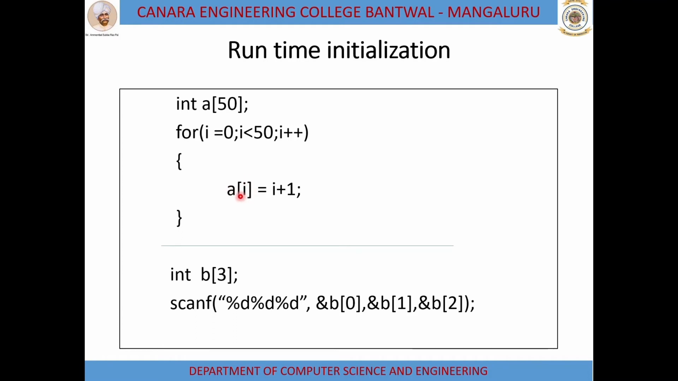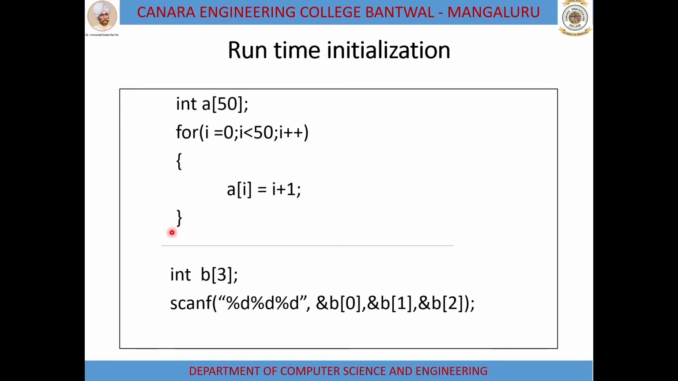I am storing it in the first location. Next i is incremented by 1. So i becomes 1. And now again the condition is checked. 1 is less than 50. Condition is true. So control will come inside. Now i is 1, so a[1] equal to i plus 1, 1 plus 1, 2. So 2 will be stored in the location a[1]. That is the second element. Like this it continues until i is 49. Once i becomes 50, the control will come out.